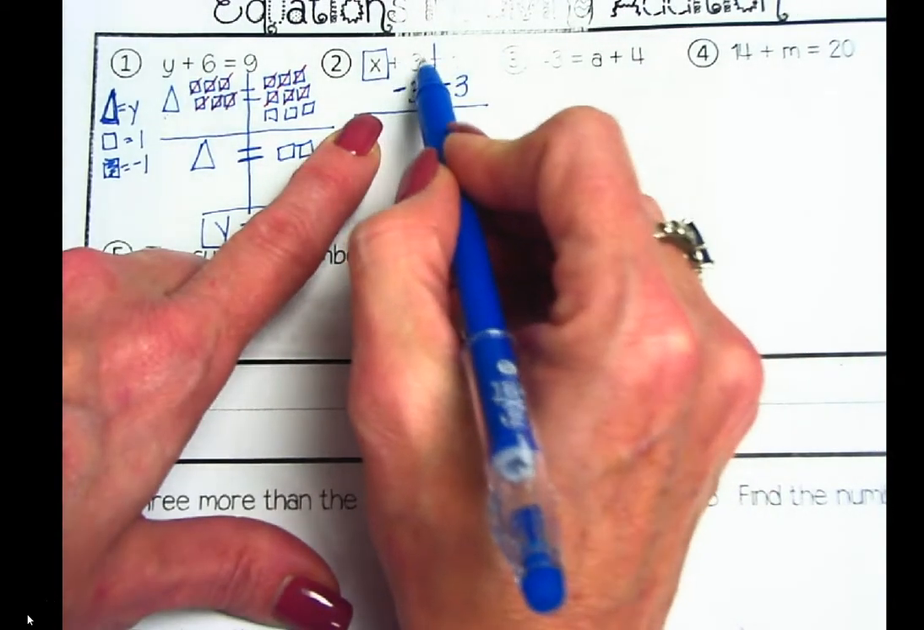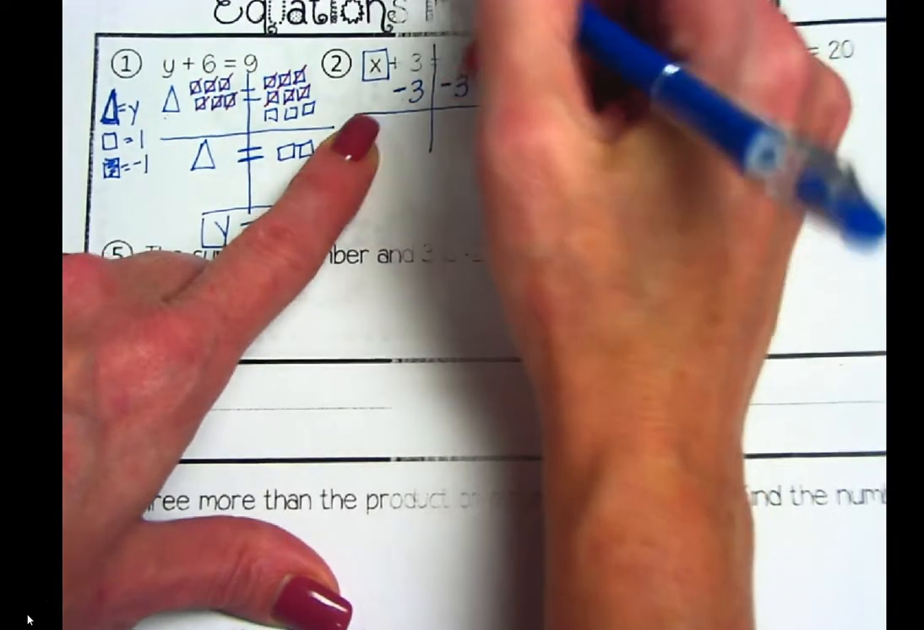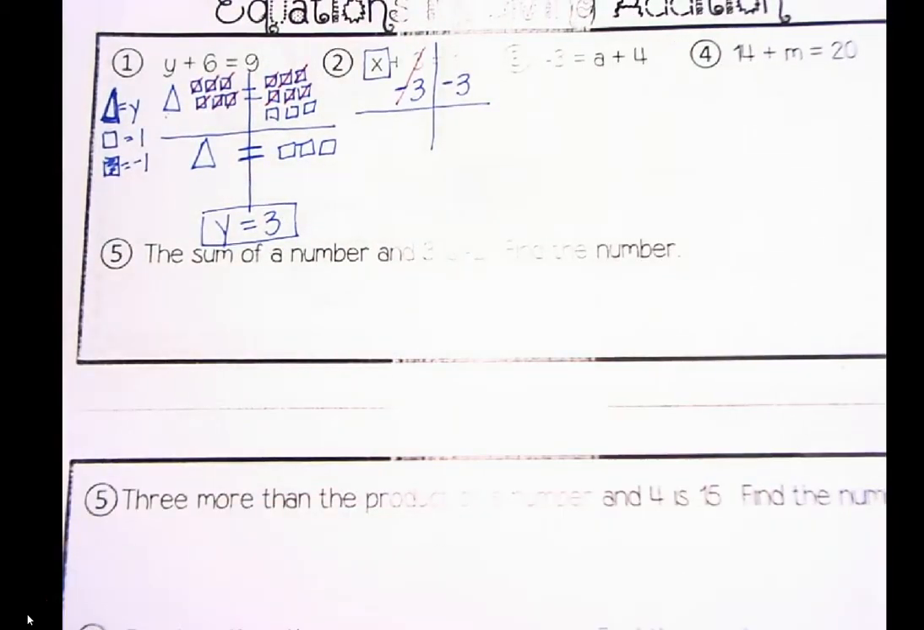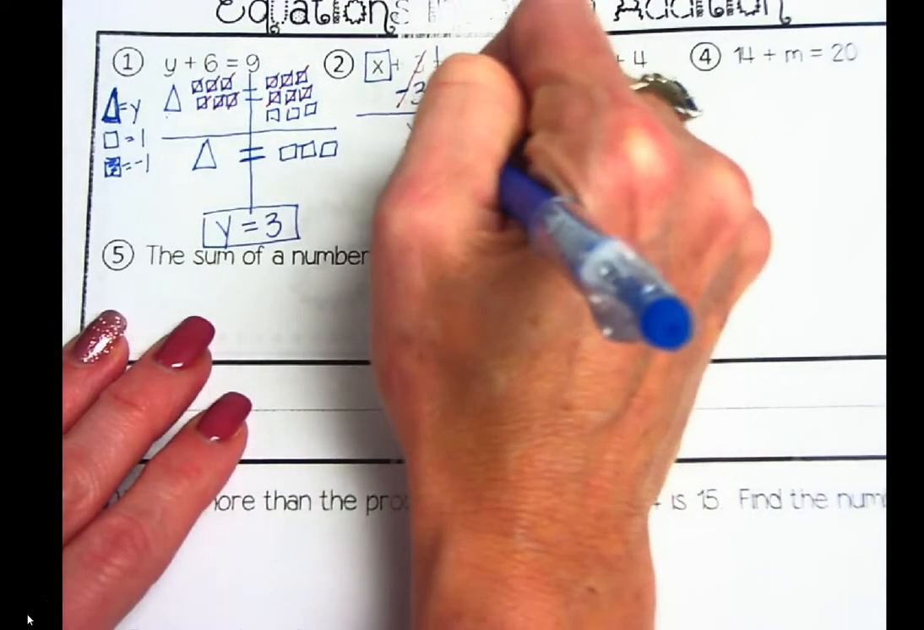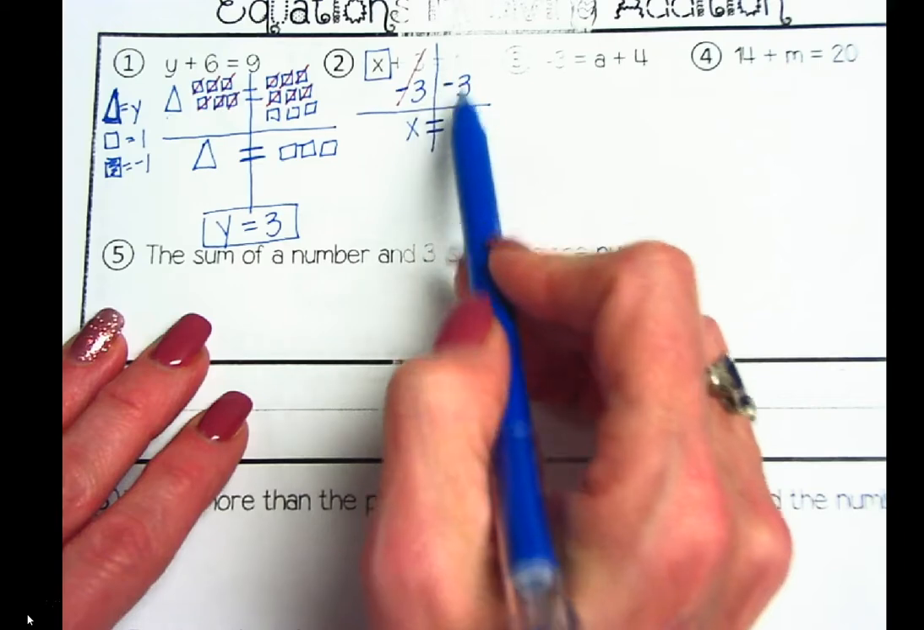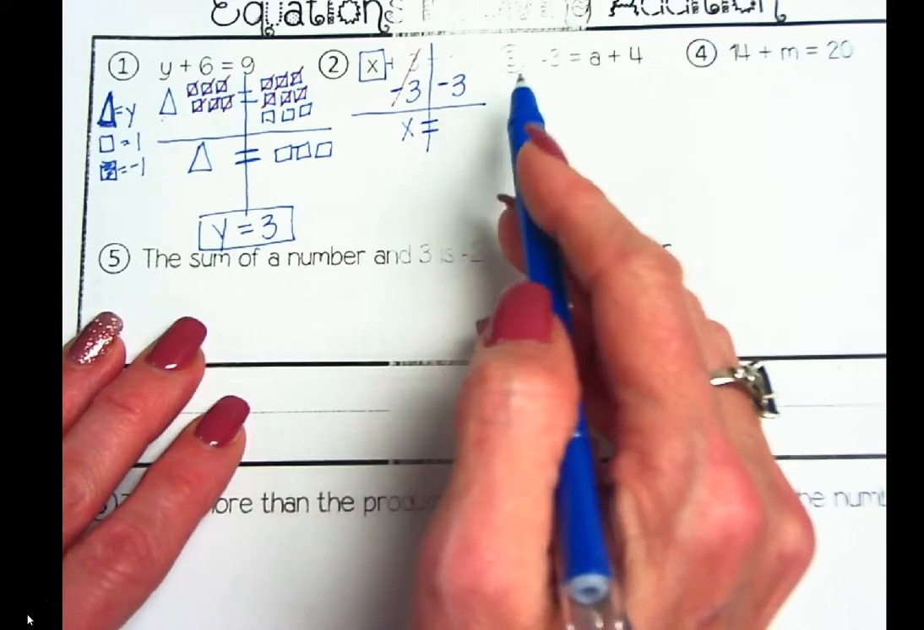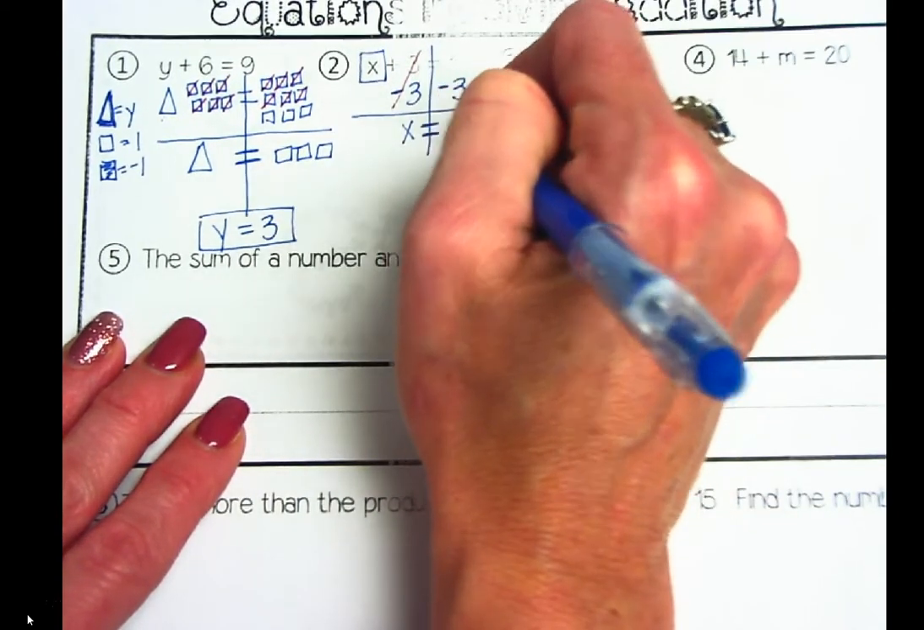So what happens here is 3 minus 3 is 0. So this is going to cancel out. And then what I have left on the left side is x. And x is equal to 1 minus 3. And 1 minus 3 is -2.